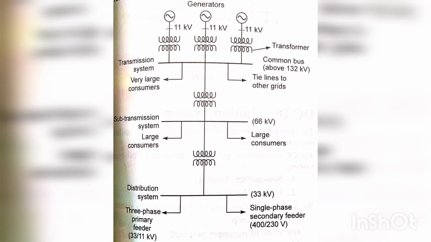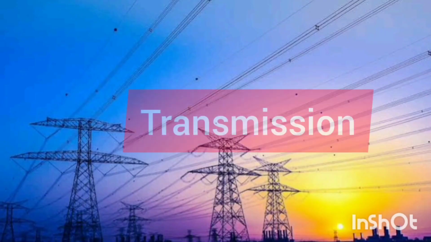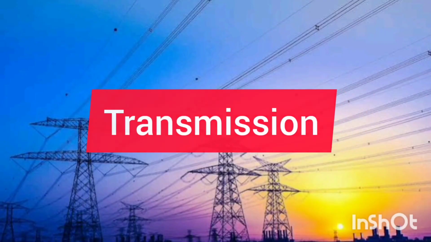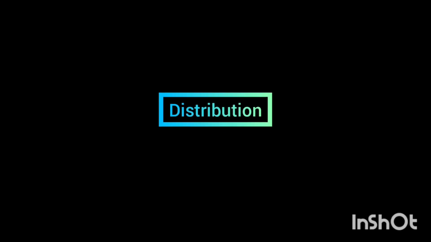This shows the layout of a typical power system. The power is produced at generating stations and transmitted to consumers through a complex network of components, including transmission lines, transformers and switching devices. First, the transmission system. The transmission system interconnects all major generating stations and main load centers in the system. It operates at the highest voltage levels, that is 132 kV.